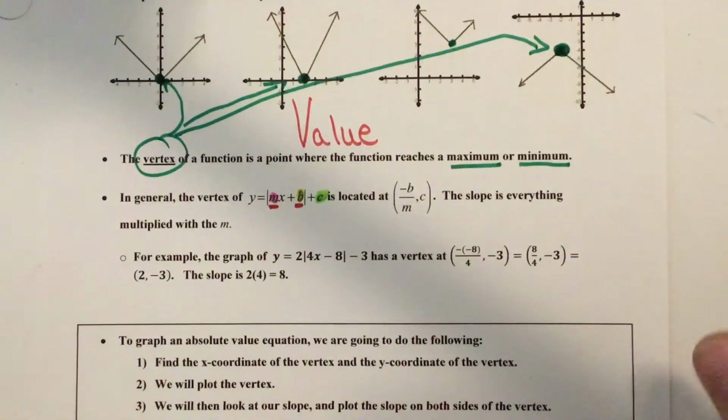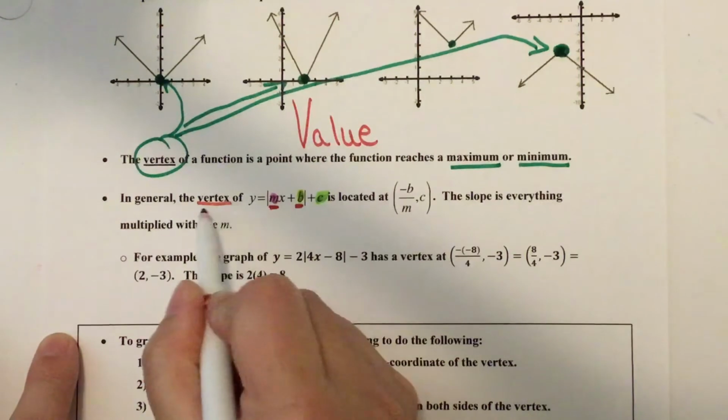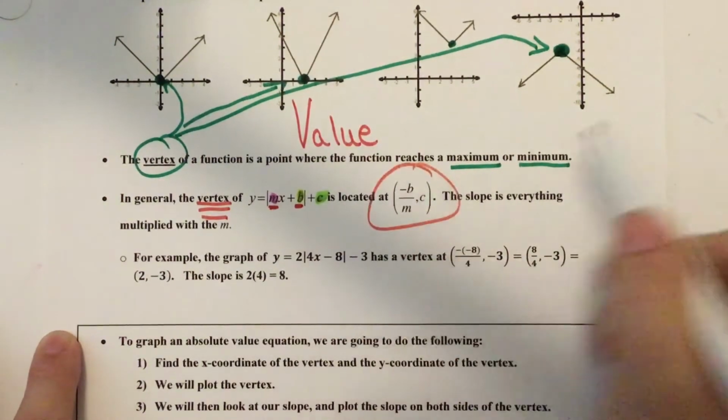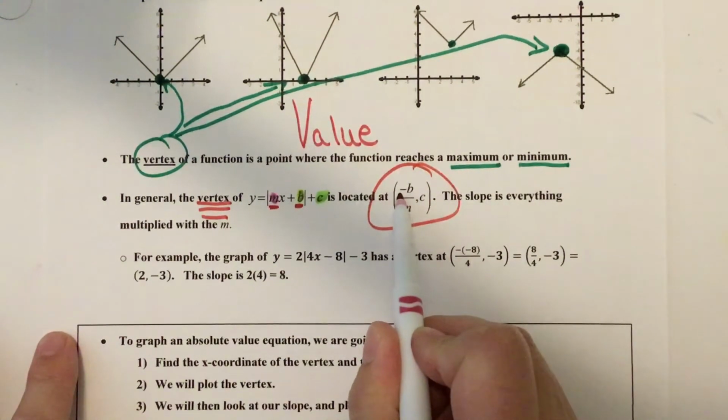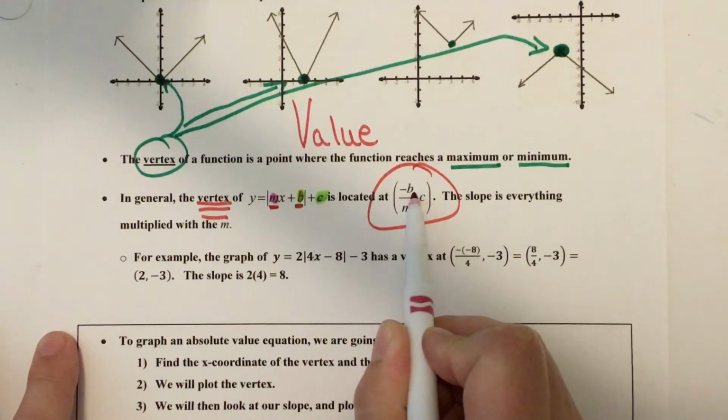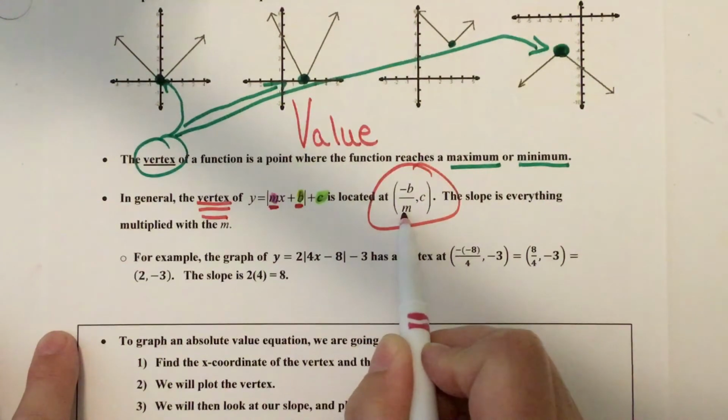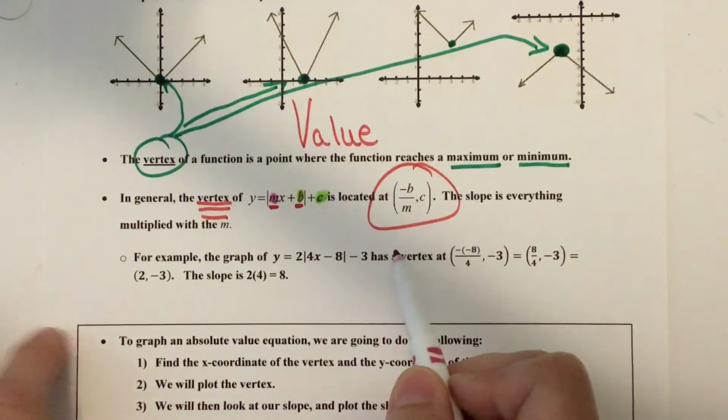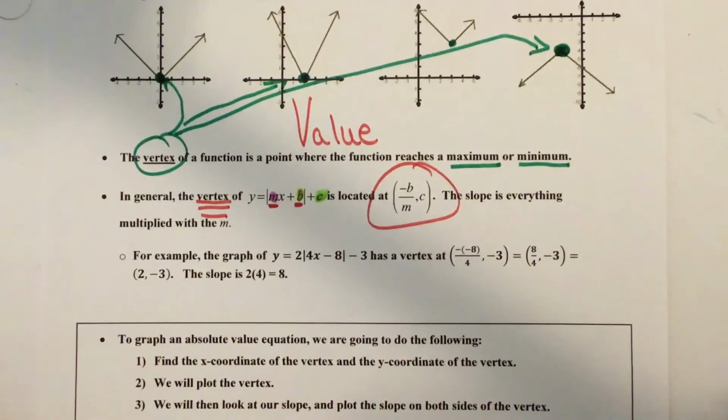Okay, so we have this formula for how to find the vertex. Your vertex formula tells you to take the opposite of your B, divide by your M, comma C. I'm going to go through this. It's worked out, but I'm going to explain it.